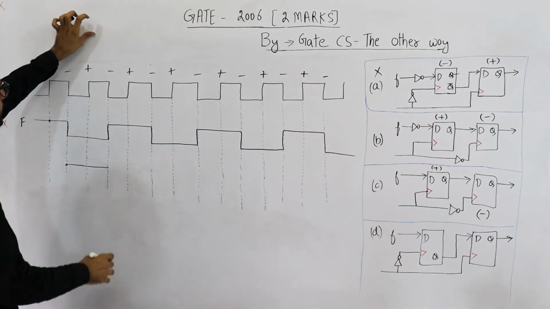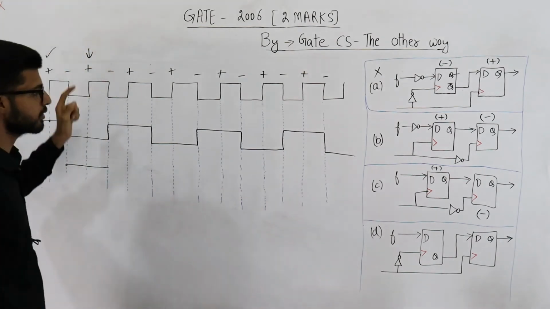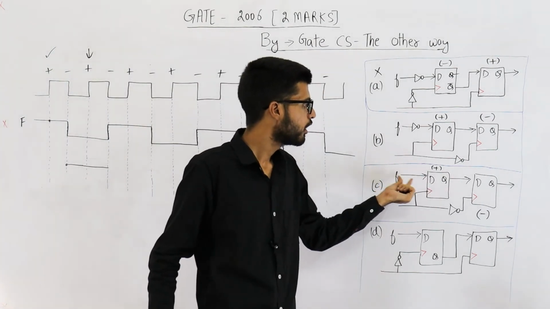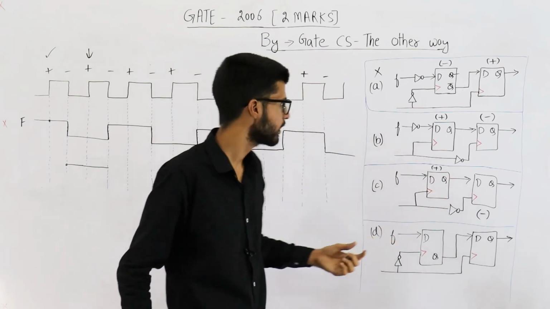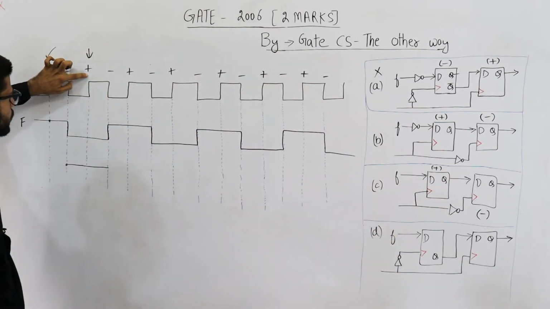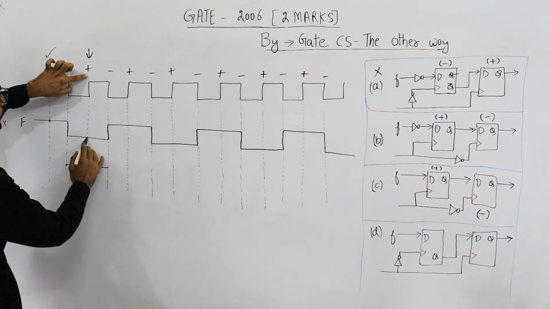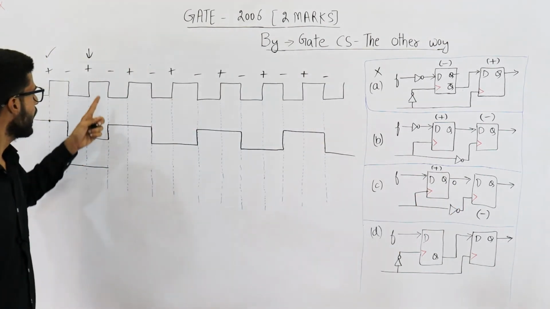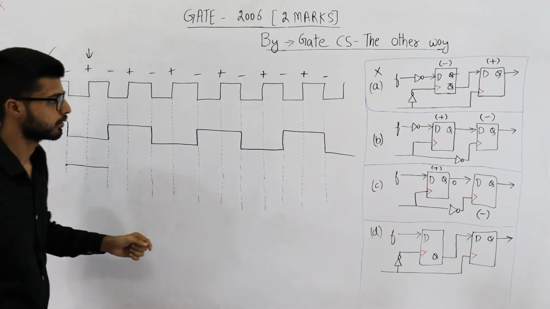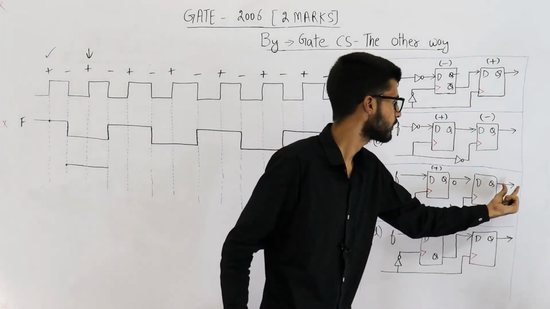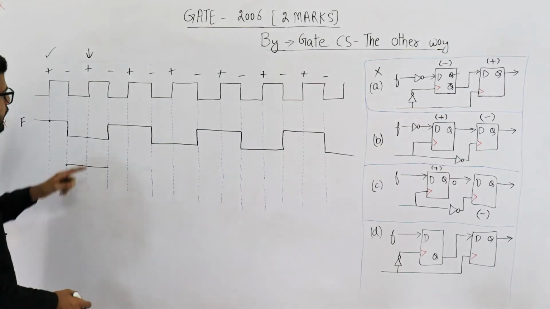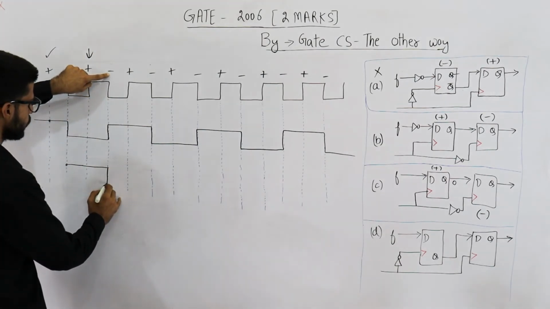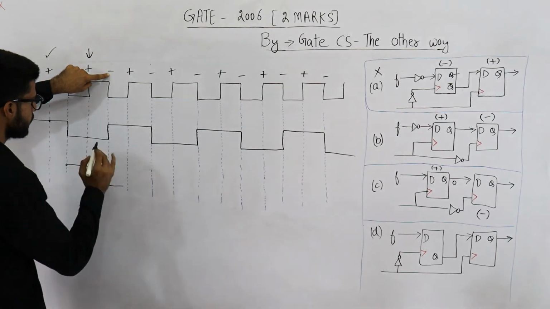But at this point, here on a positive edge, this flip-flop will react. Whatever is the value of f will be shifted here. So let us see what is f. During this point of time, f is 0. That means 0 is shifted here. And upon a negative edge, this 0 is shifted here. So upon a negative edge, the final output becomes 0. Like this.